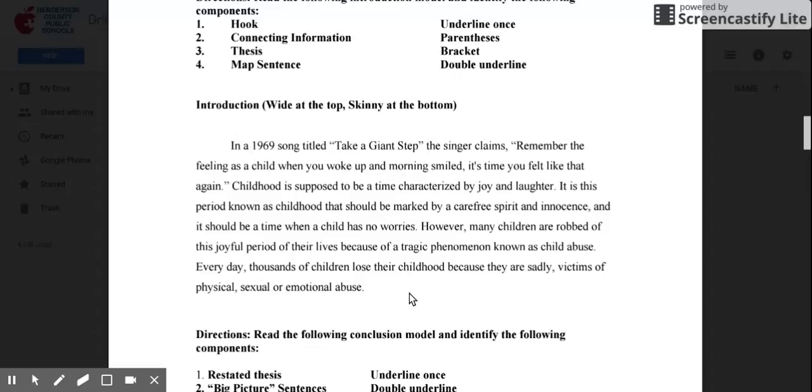And then lastly, this is the map sentence, the last sentence here. It says, every day thousands of children lose their childhood because they are sadly victims of physical, sexual, or emotional abuse. The writer of this essay had paragraphs relating to physical, sexual, and emotional abuse. They mapped out for their reader what their paper was going to cover.